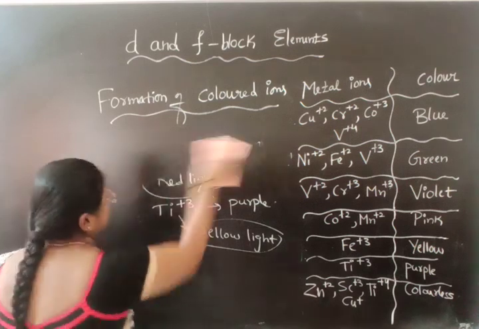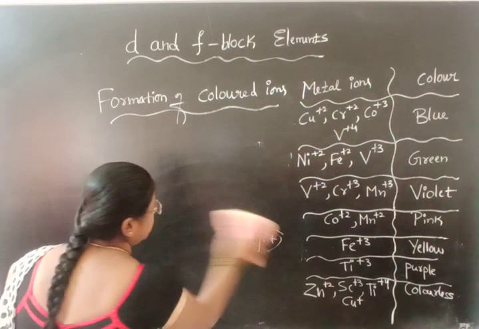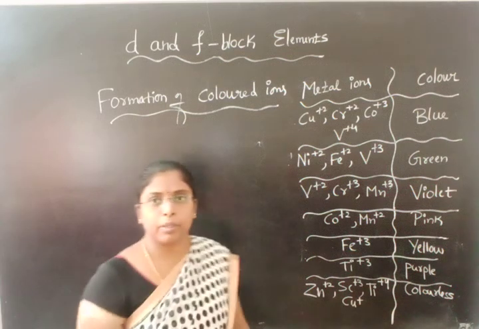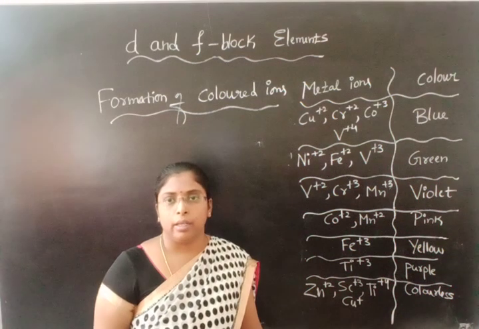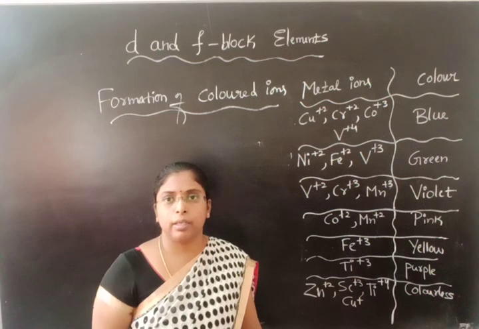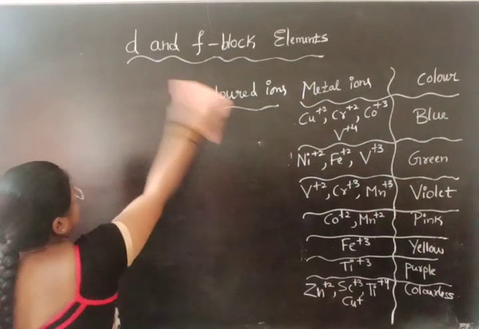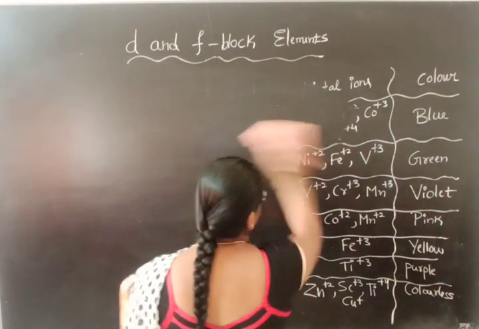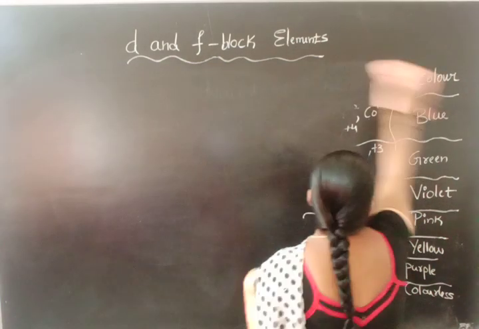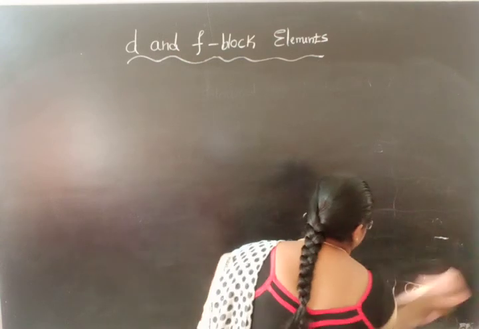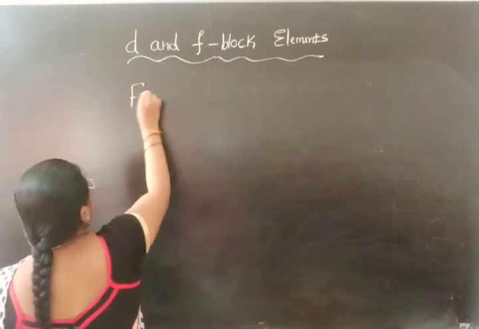In the case of aqueous solutions, all the d-block elements, generally transition elements, are colored because water acts as a ligand. Hence they are colored in their aqueous solution. After this formation of colored ions, next comes the formation of complexes.